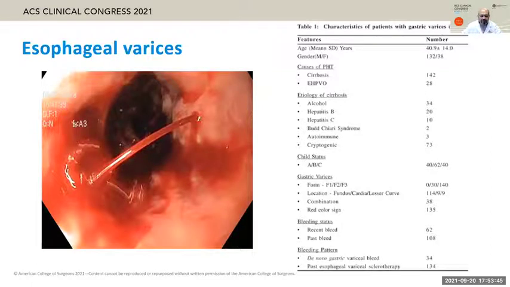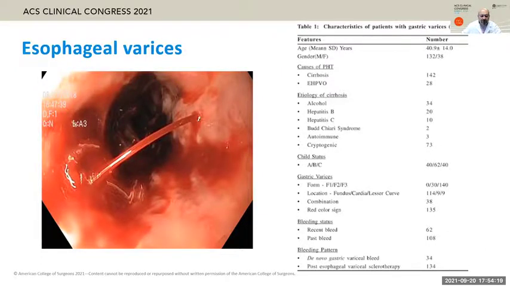These patients are usually pretty sick. They appear similarly. Usually the majority are male. Their ages can range, but usually within the 40 age group. And the majority are due to alcoholism, primarily just from the numbers. It is interesting to see the Child status: not only are these patients in the C category, but the B category of patients can present as well.